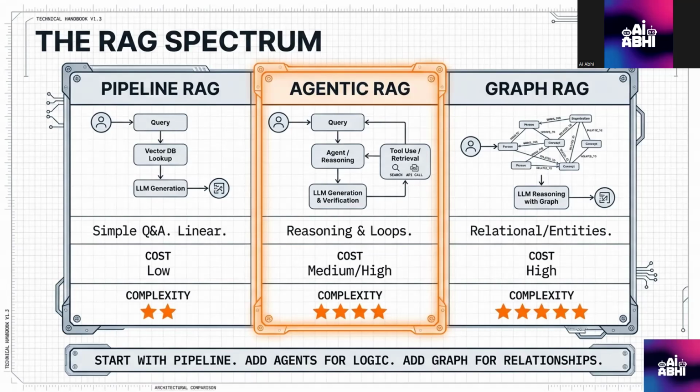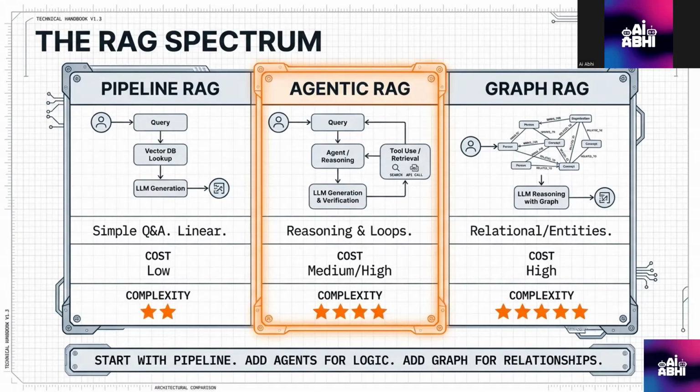Accuracy wise, the pipeline RAG is good for simple queries. Agentic RAG is excellent for complex queries, and graph RAG is for relational queries. Complexity wise, graph RAG is the most complex, followed by agentic RAG, followed by pipeline RAG. Examples: for pipeline RAG, it can be what's the return policy. These types of things it can answer. Agentic RAG can answer like compare Q3 versus Q4 across departments. And graph RAG would be like how is product X connected to customer Y.